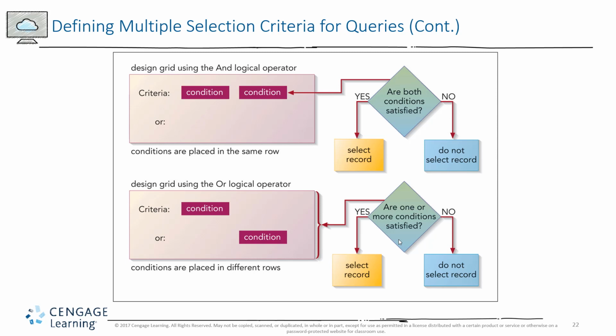Are the shoes Converse? Are they purple? They don't have to both be that way. They can be either or. So if one or more of the conditions are satisfied, then they select the record. If not, they don't select the record. So that's the difference between the AND logical operator and the OR logical operator.